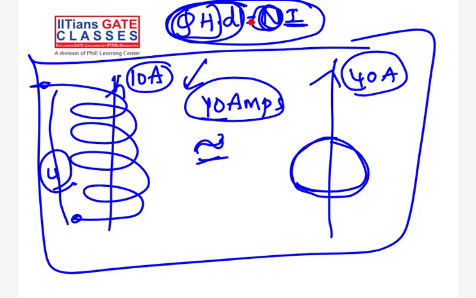So the same thing I was representing in a virtual diagram. If we have 4 loops with a 10 ampere current, it is the same as 40 amperes of current in one loop. Is it clear for you?